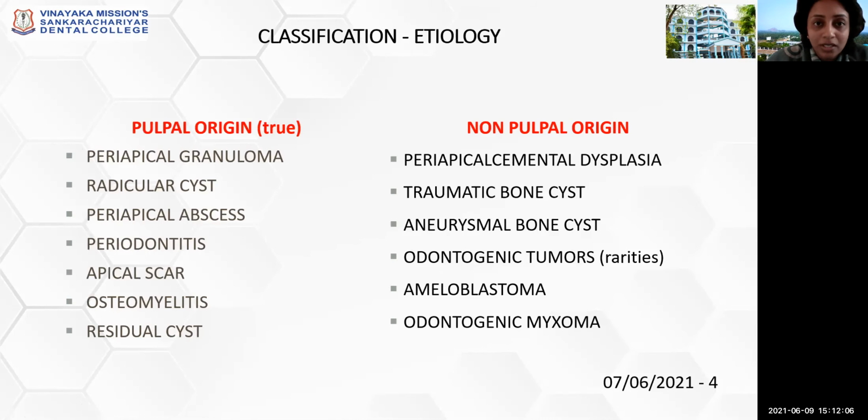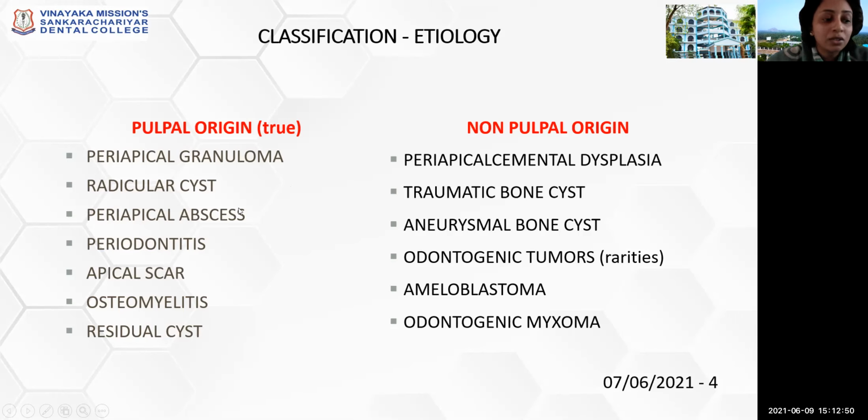Hence, these radiolucencies are classified based on their etiology as either pulpal origin or true periapical radiolucencies, and they can also be classified as non-pulpal origin and in terms of rarities. The tooth-related or true periapical radiolucency means that the shadow is in contact with the apex of the teeth. These shadows will not be shifted from the periapical region if you take another radiograph. That is why it is called true periapical radiolucencies.